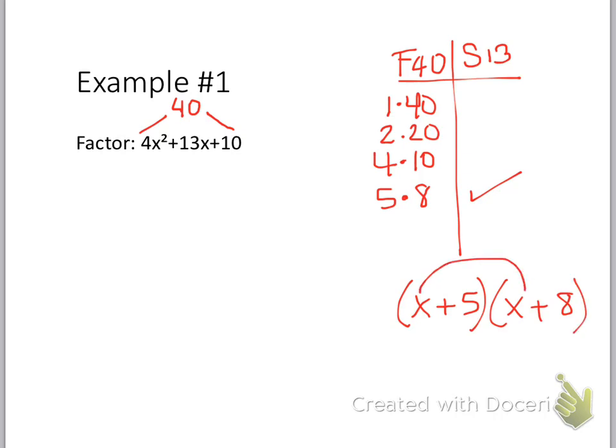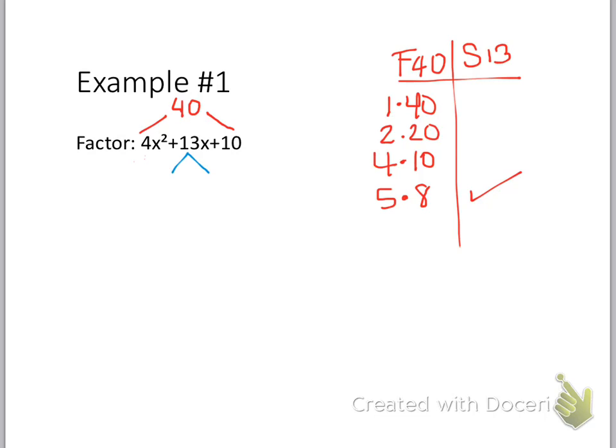If you notice, if you were to FOIL this, we don't get 4x squared. That doesn't work. So, this is where the factor by grouping comes in. When you have an a greater than 1, you're going to take the middle term and you're going to break it into those 2 pieces, a 5x and an 8x. And if you notice, 5x plus 8x equals 13x. Okay, now, everything else is the exact same as it was.